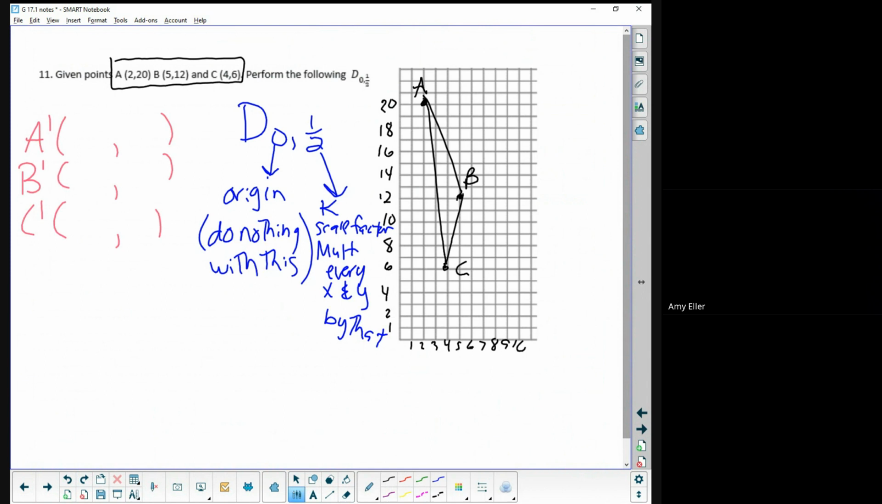I'm starting with A. A is 2, 20. So let's multiply 2 by a half. 1. 20 times a half is 10. Go ahead, you don't need a calculator. Take half of every X and Y. Plot and label these new points, and then you're done with this question.